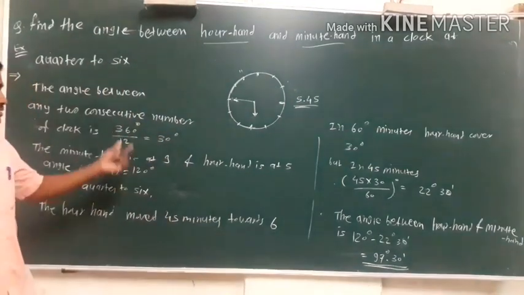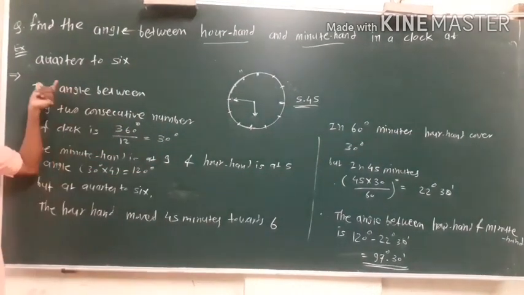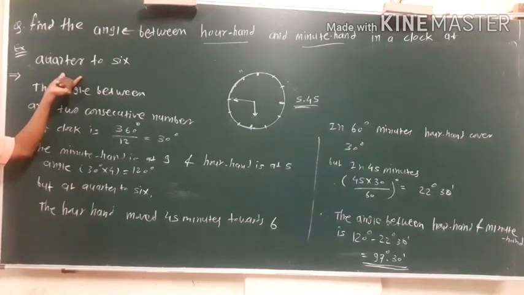So this is the type of answer for quarter to 6. So question number 4 is complete, and question number 14. The remaining examples: 20 past 7, 35 past 1, 2:20 and 10:10. You complete these examples, and thank you.